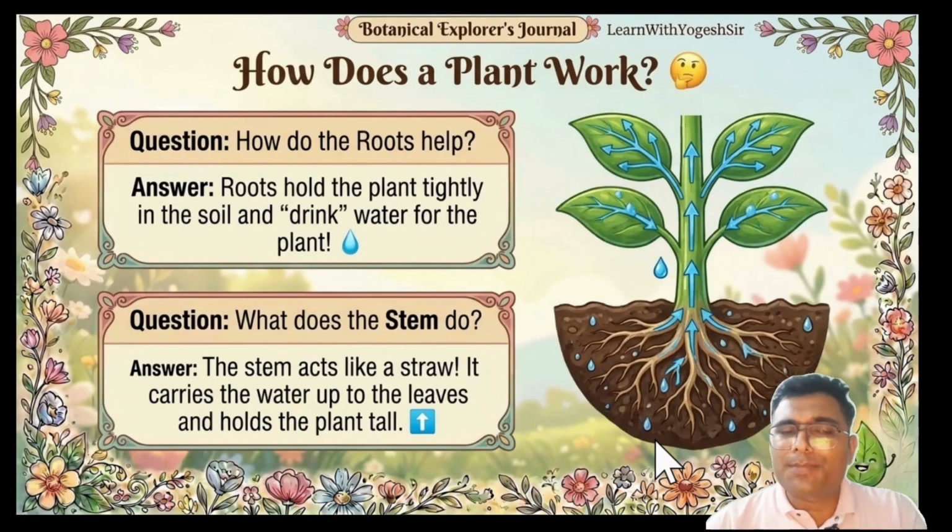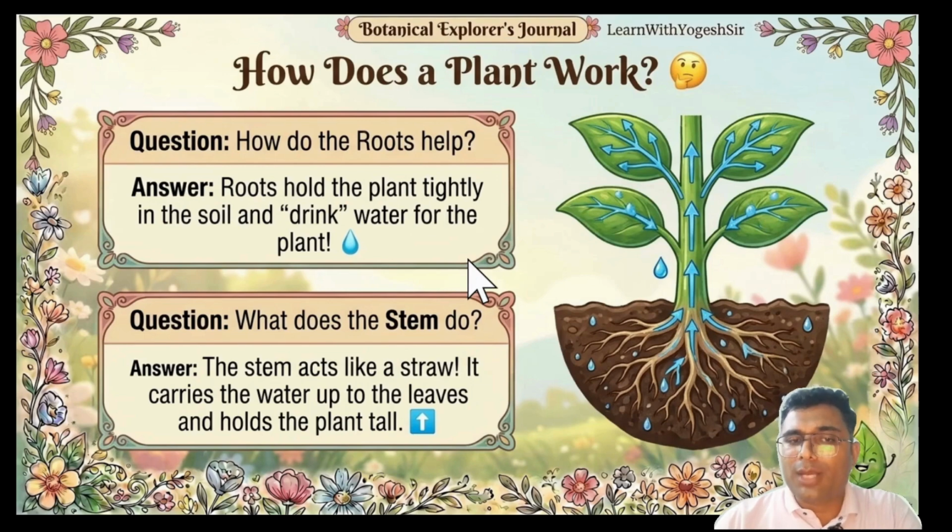Next is, how does the plant work? How do the roots help? Roots hold the plant tightly in the soil and drink water for the plant. Next, what does the stem do? The stem acts like a straw, like a pipe. It carries the water up to the leaves and holds the plant tall.